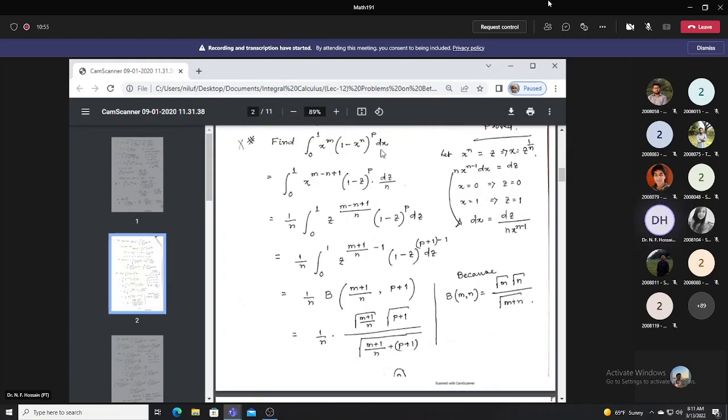Now next integral: 0 to 1 of x to the power m into (1 minus x to the power n) whole to the power p dx. So here it is of the form something like the beta function. So let us take x to the power n equals z. So x will be z to the power 1 by n. Now take the differential: n into x to the power n minus 1 dx should be dz. So what is the value of dx? dx will be dz divided by n x to the power n minus 1.